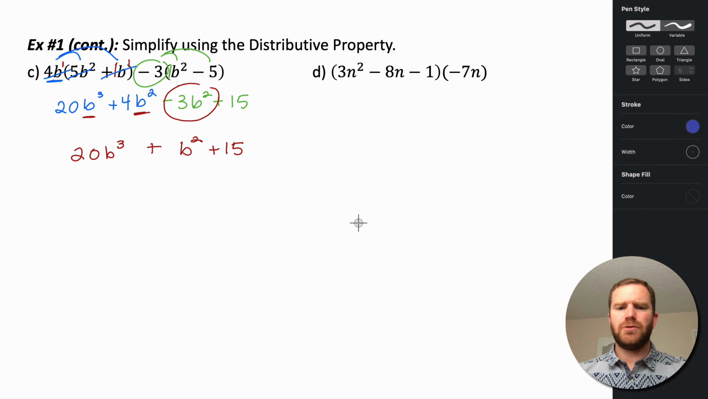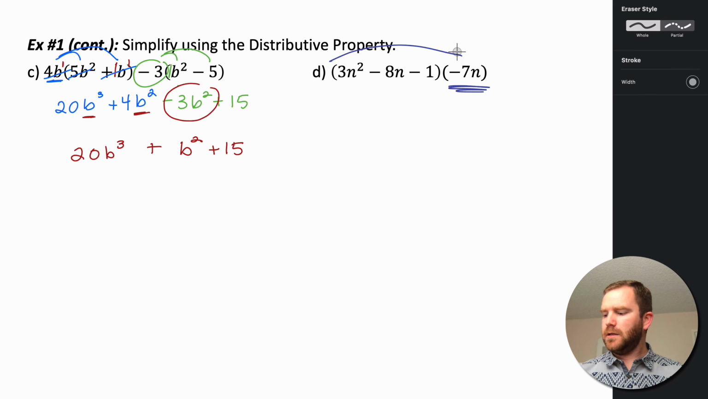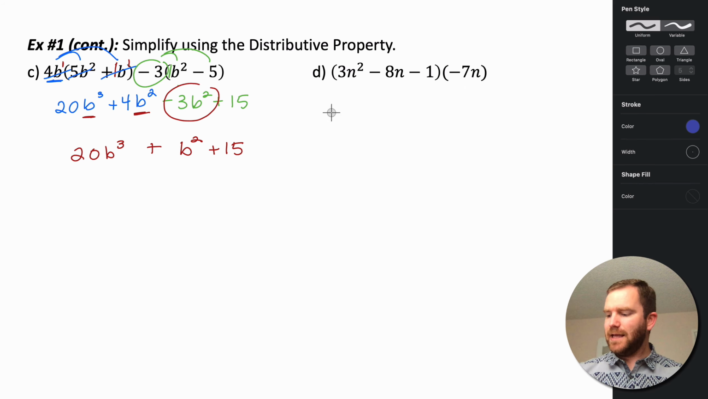How do we deal with a situation like this? So we have a trinomial now multiplying a monomial. There's two different ways that we can approach this. We can just distribute from the back, or, because multiplication has the commutative property, I could take this whole negative 7n, move it to the front, and then distribute through that way. So we can think of it as negative 7n times the 3n squared minus 8n minus 1.